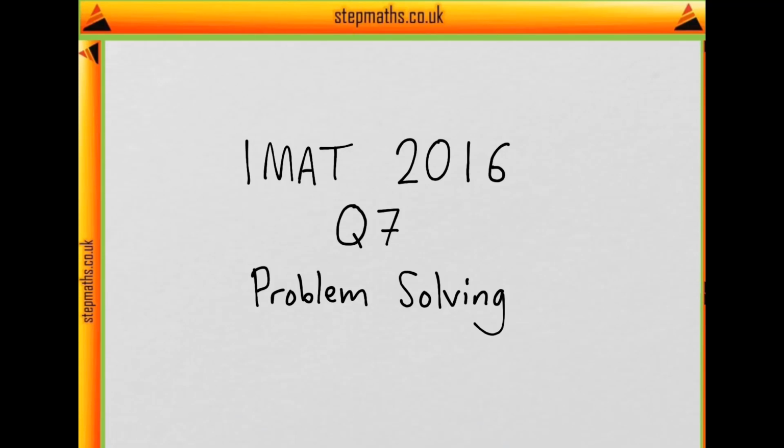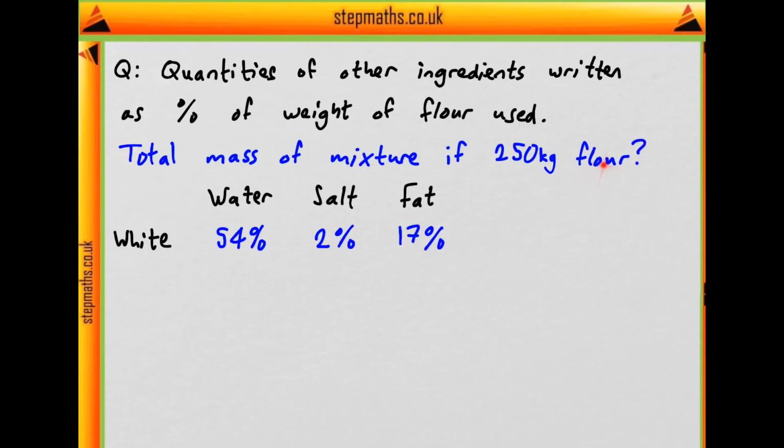This is question 7 on problem solving from the 2016 IMAT. So we're told that the way a bakery shop lays out its ingredients is it gives the quantities of the other ingredients, that's water, salt and fat, as percentages of the weight of flour to be used. So what is the total mass of the mixture if we use 250 kilograms of flour when we're making white bread?